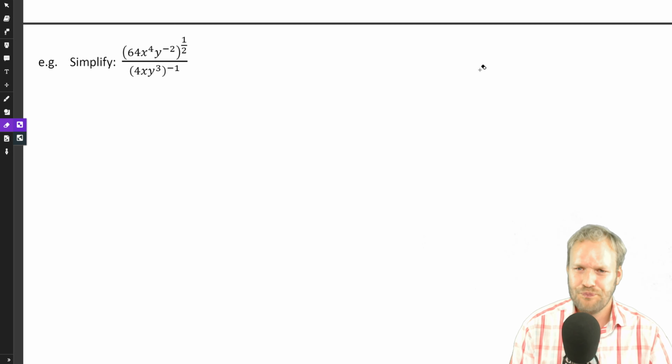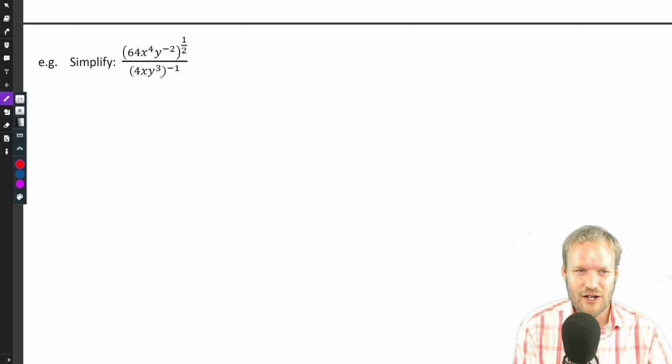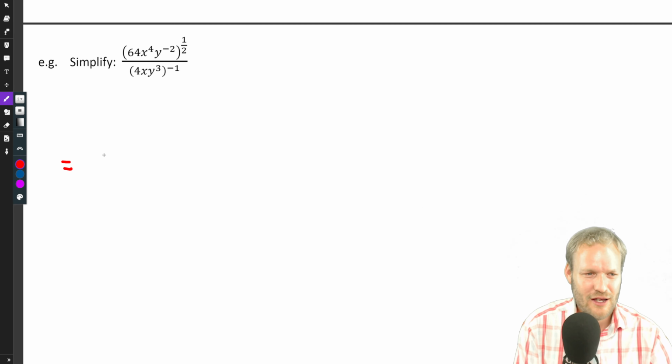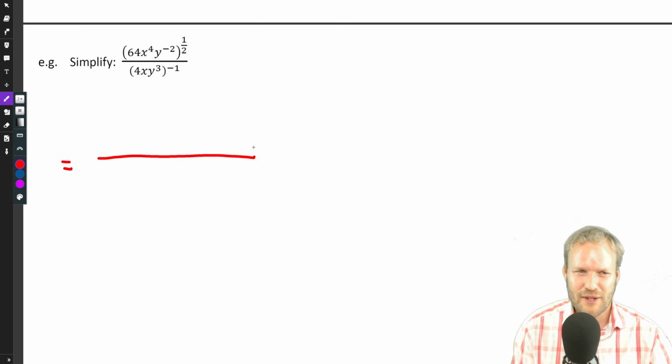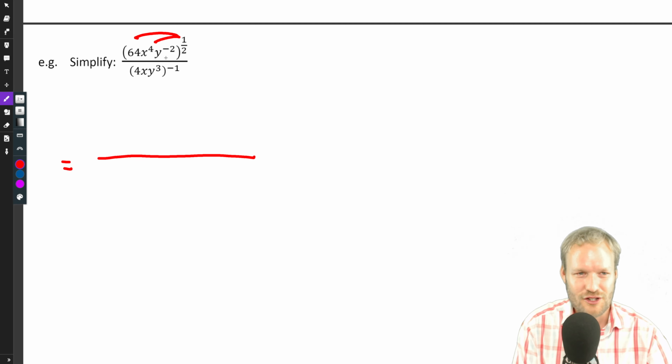Okay, so we've also got to the power of -1, which opens up another way of simplifying this. I'm going to do it like we've done the one so far. I'm going to look at the numerator and denominator separately, and apply my exponent laws. This half needs to go to each of these, the coefficient and the variables. So 64 to the power of a half.